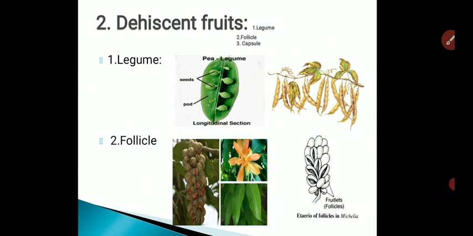Look at the diagram here, the etaerio of follicles. Each small fruit is open at one end. This is the follicle. And in sterculia and michelia, dehiscence is along the dorsal suture, as shown in this figure. This is the follicle, or etaerio of follicles, a group of follicles in a michelia plant.